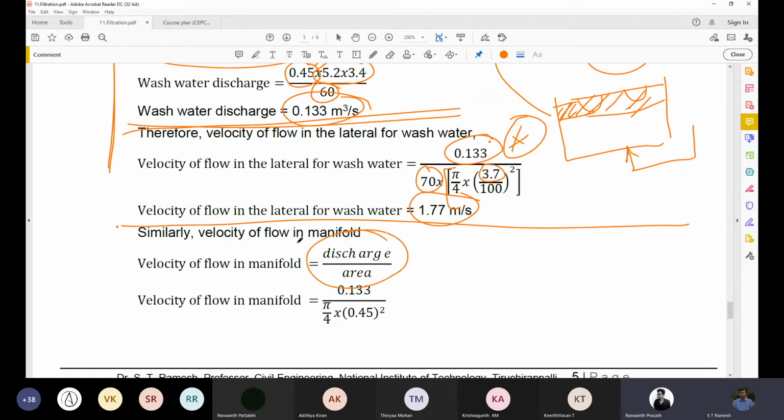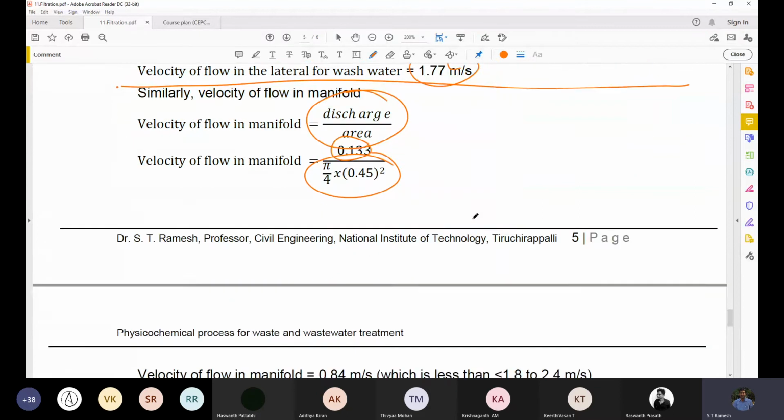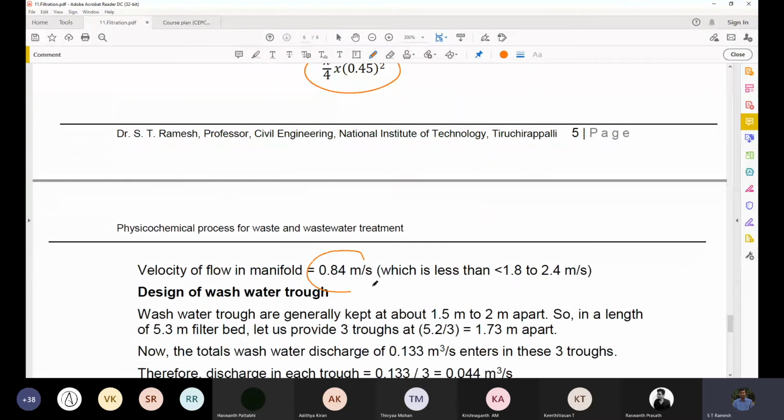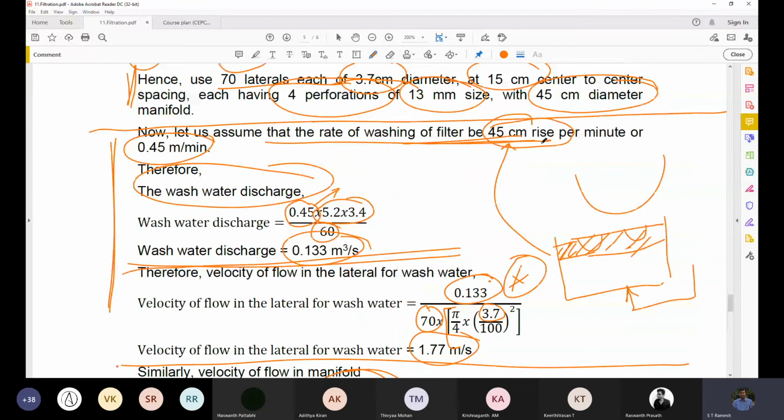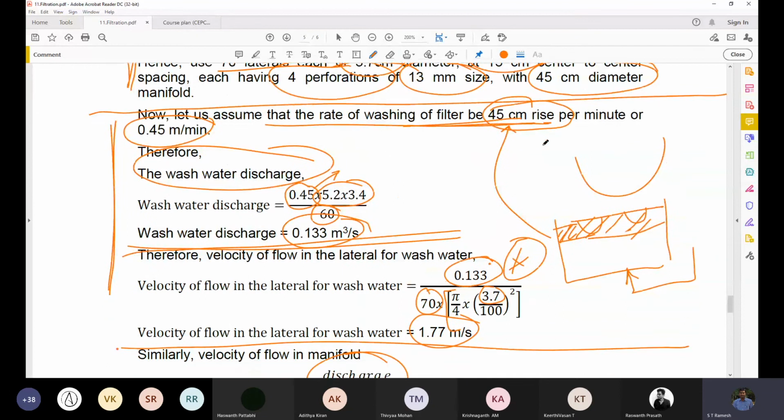Okay. Velocity of the flow in the manifold pipe is equal to discharge by area. Discharge is 0.133 meter cube per second. And the area of manifold is equal to pi by 4 into 0.45, 45 centimeters square. So thereby the velocity becomes now 0.84 meter per second. Okay. Is it okay?